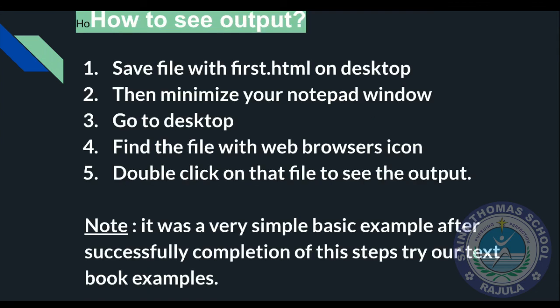Then after, how to see the output. Now we have prepared the coding in the Notepad. Means how we will see the output later. So first we have to save the file. Okay. So the first step is save your file with first.html. And what is the location? Location you have to remember. So if you are forgetting, then it's better to save your file on the desktop only. Then after, minimize your Notepad window. Don't close it, just minimize it, and then after go to your desktop. Then after, you just find your file icon, where your first .html file is. Then after, double click on the file to see the output.